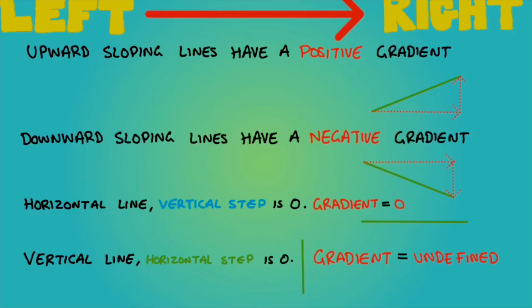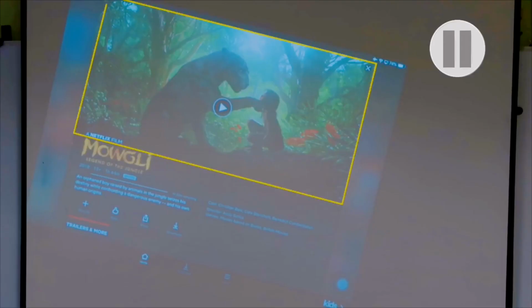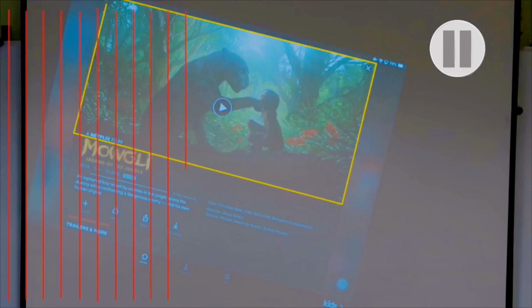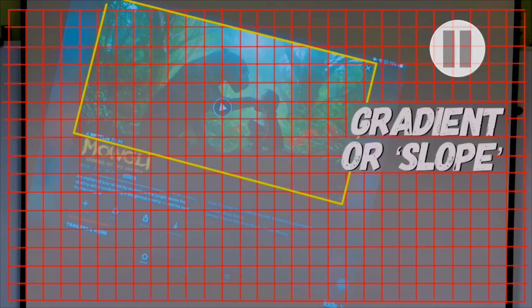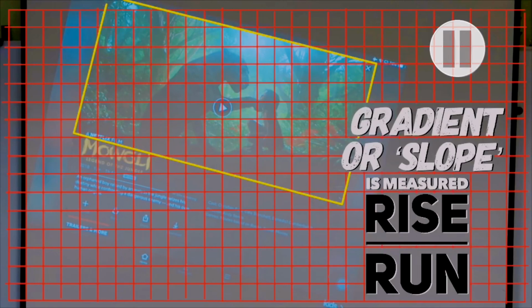Now you might be thinking, what is a vertical step and what is a horizontal step? So let's get on to fixing the projector so we can watch our movie. So here we go, here's our screen. What we can do is apply a grid on top of our screen so we can measure the gradient. So the gradient or the slope is measured by calculating the rise over the run.